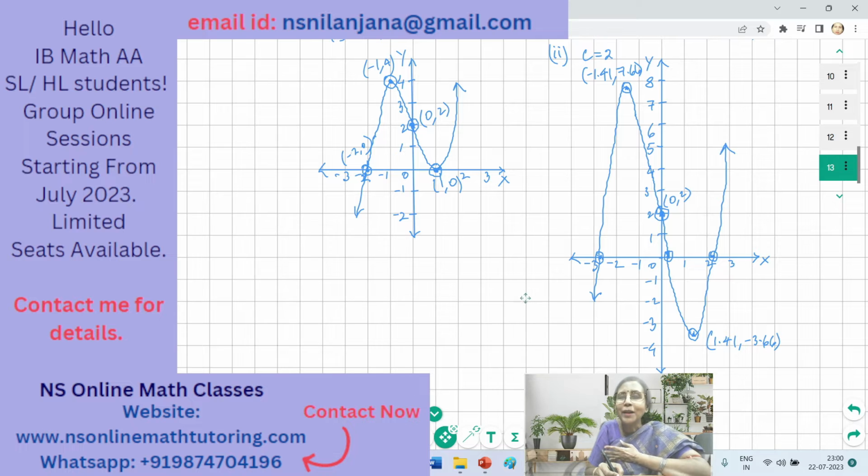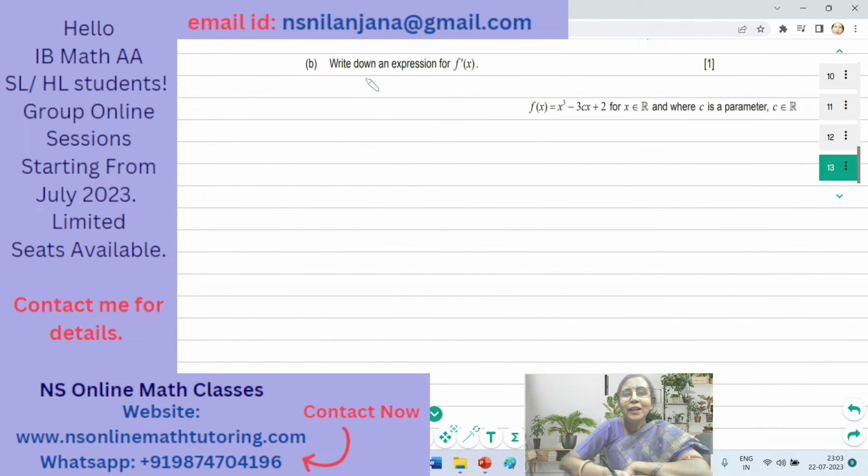Let us move on to the subpart B. Subpart B. Write down an expression for f dash x. It contains just one mark. And the expression for f of x is x cubed minus 3cx plus 2. X is a real number and c is a parameter. It is also another real number.